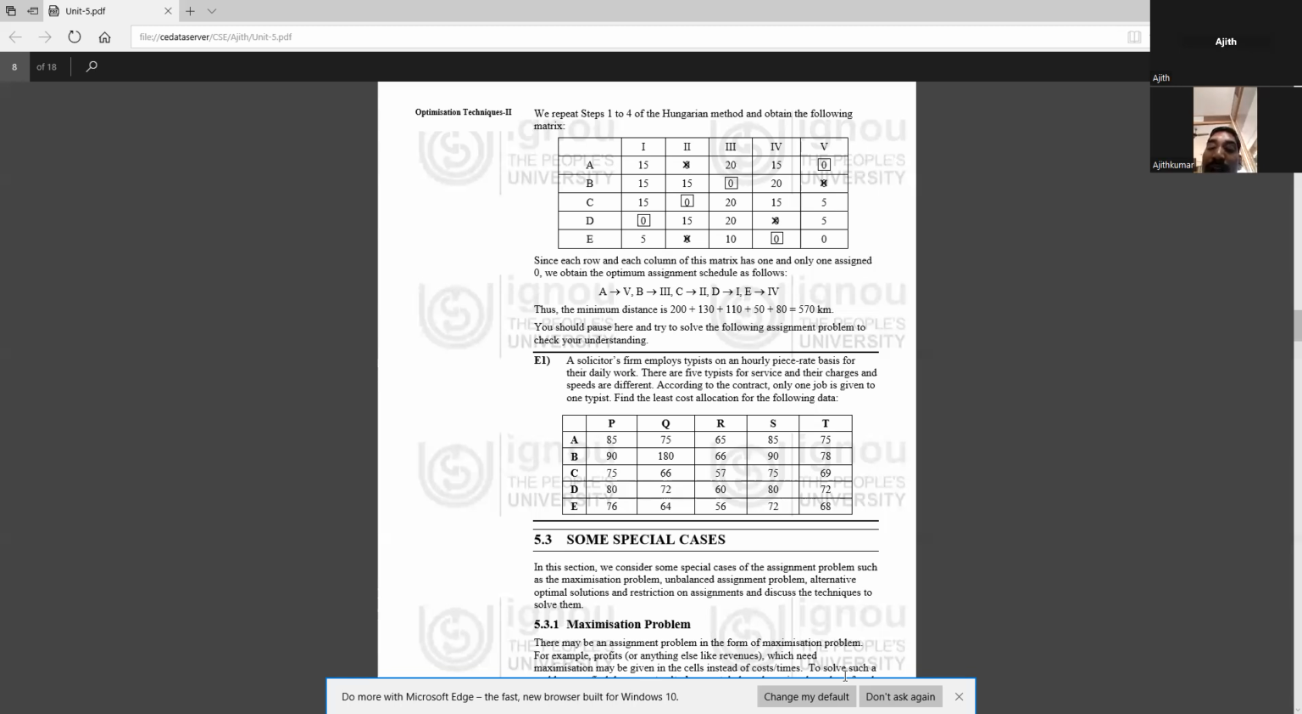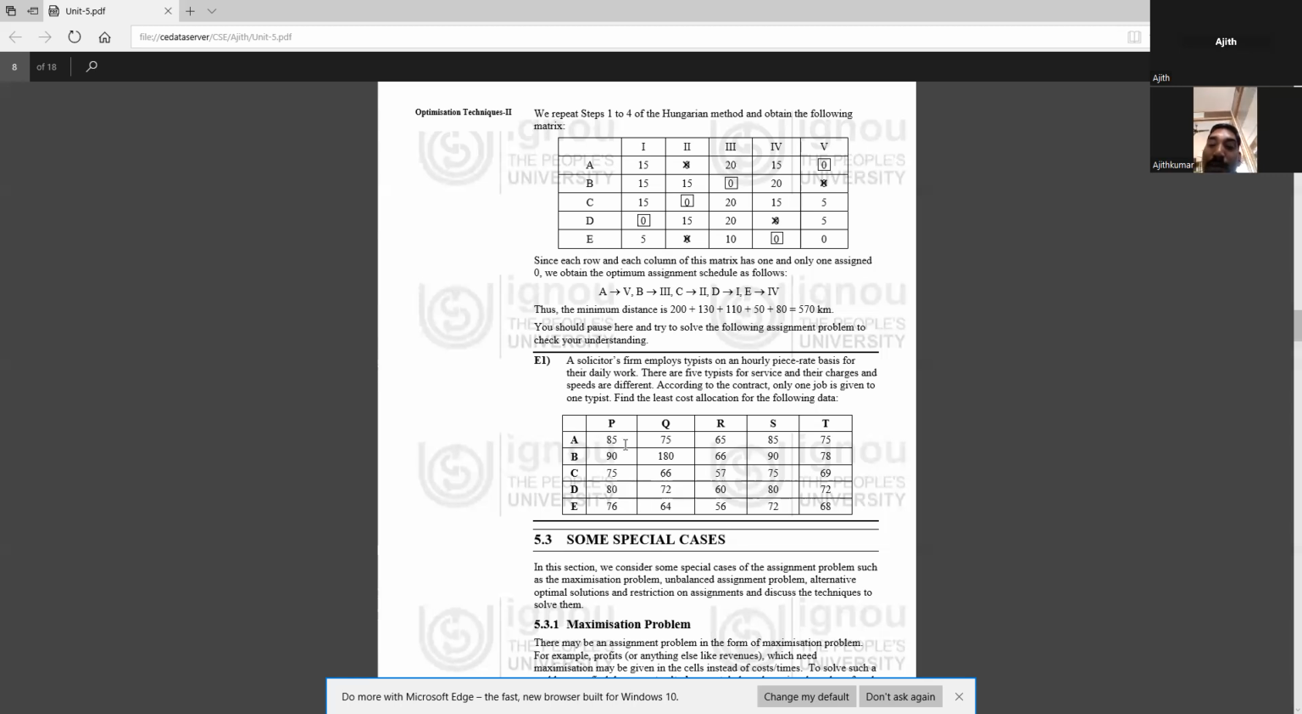So the values will be taken from the top of the problem. What is given: A to 5, the value given is 200, B to 3, 130, C to 2, 110, D to 1, 150, E to 4, 80. So totally 570 kilometers. That's the answer.